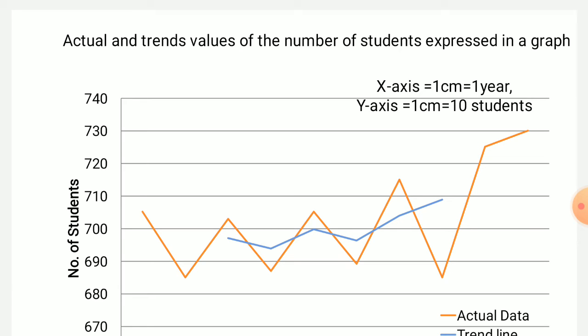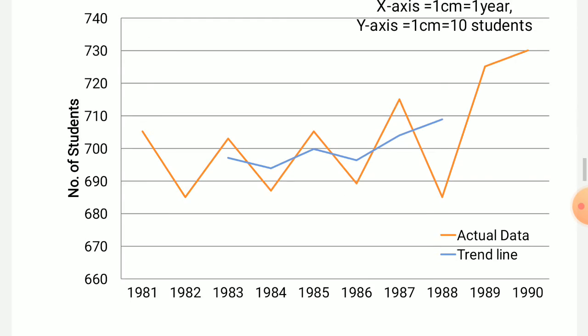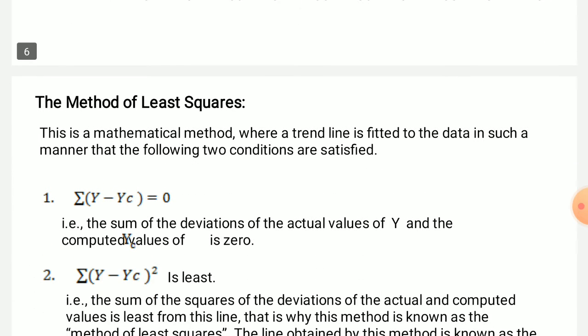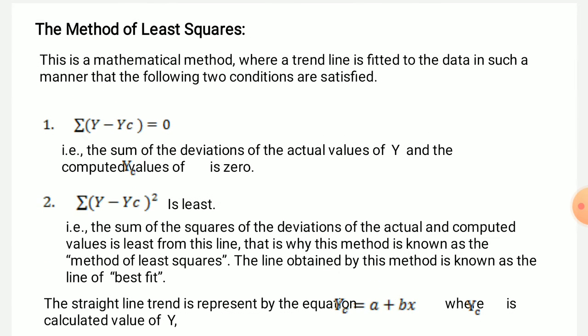This represents the actual data line and a trend line. Now another method is the method of least squares. The method of least squares is another method of secular trend, and this is a mathematical method where a trend line is fitted to the data in such a manner that the following two conditions are satisfied.